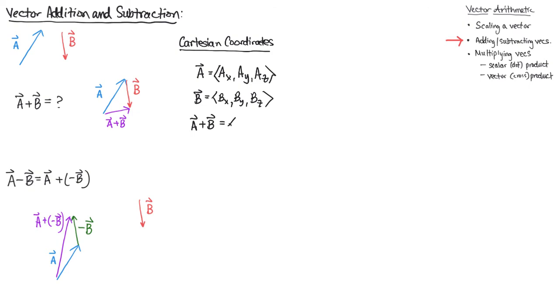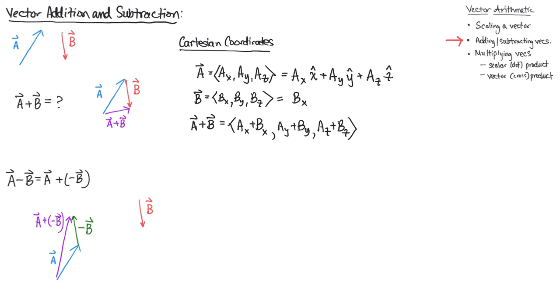For that, we can say, okay, this is just the sum of each component individually. AX plus BX is the x component of the resulting vector, and then AY plus BY and AZ plus BZ for the second and third components. So very straightforward, and this arises because our shorthand bracket notation is really hiding these unit vectors: AX in the x hat direction, AY in the y hat direction, and AZ in the z hat direction. Same for B.